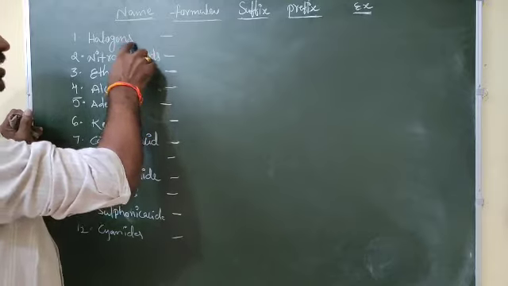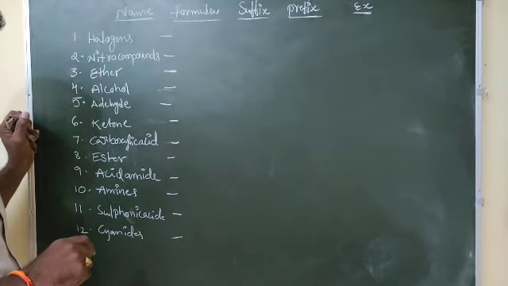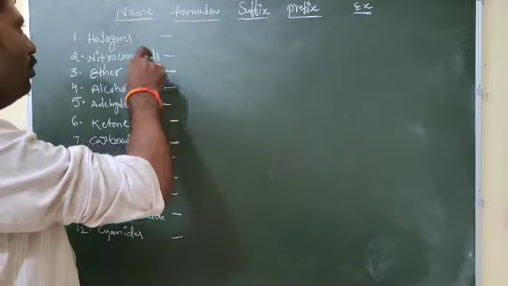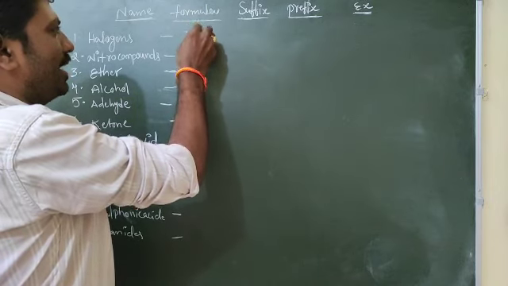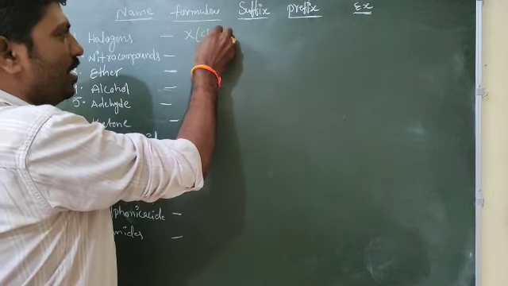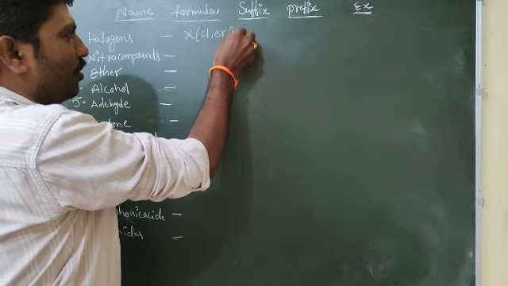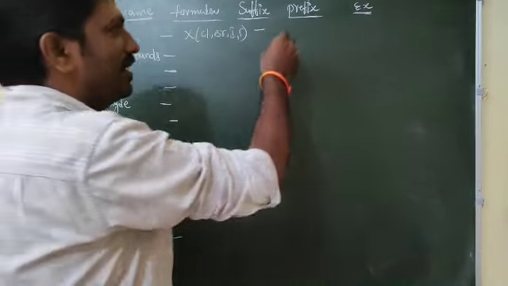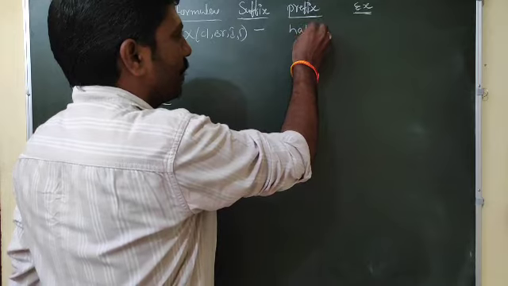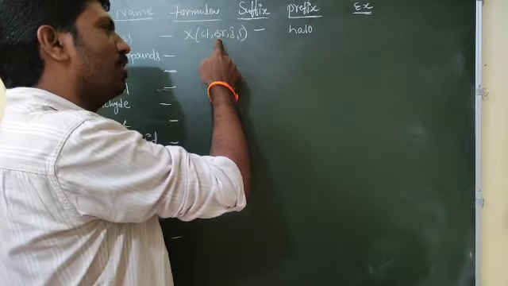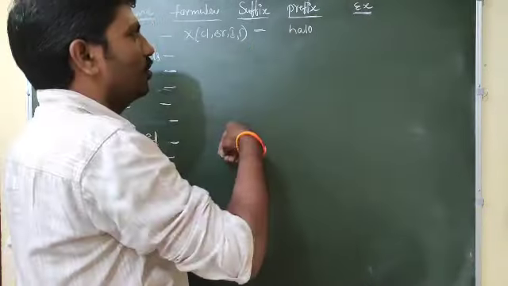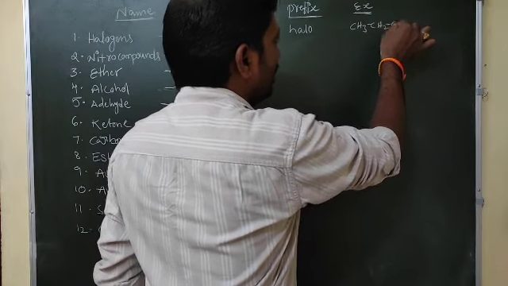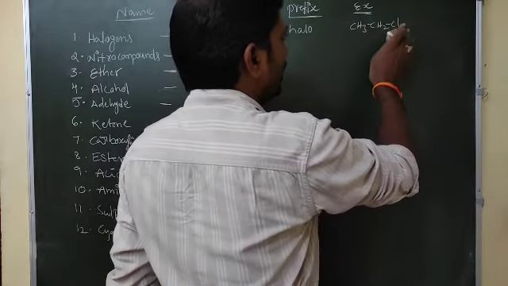Example, halogen. If this is present, we call it halo. Formula of halogen, general formula X. X means chlorine, bromine, iodine, fluorine, like we will take. For this one, no suffix, only prefix is there, that is halo. Halo means if it is chlorine, chloro, if it is bromine, bromo, like we will write. Example, CH3 CH2 Cl.